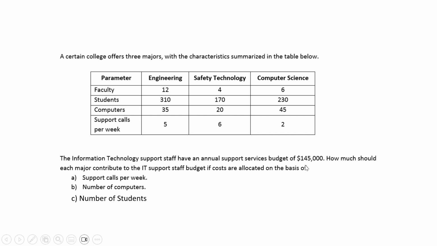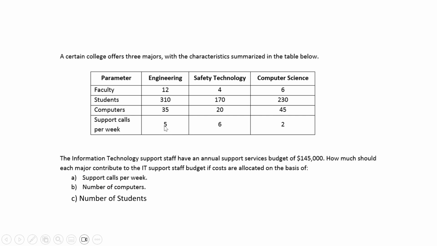You could just divide the $145,000 by 3, because there's 3 majors, and have each one of the majors pay a third. But I think everyone would recognize why that's not necessarily fair, because some of the majors have more faculty than others. Some of the majors are generating more support calls per week. So what this last part of today's in-class exercise is asking you to look at is, what if you're going to recover the $145,000 on the basis of the number of support calls per week?